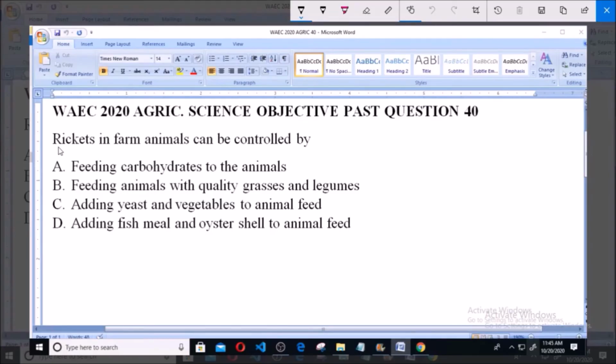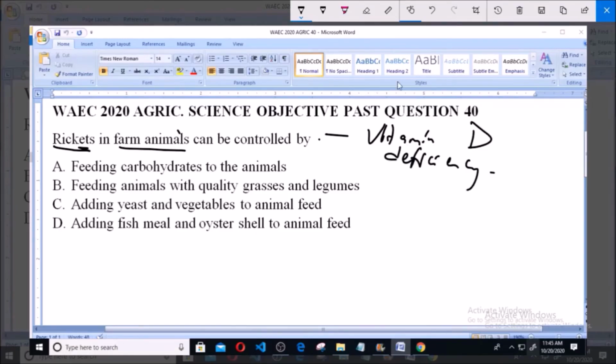Now, rickets in farm animals is usually due to the deficiency of vitamin D. So rickets is usually due to vitamin D deficiency. So how can it be controlled, or how can it be curtailed? Option A says feeding carbohydrates to the animals. Carbohydrates are not a rich source of vitamin D, so this is not the answer to the question.